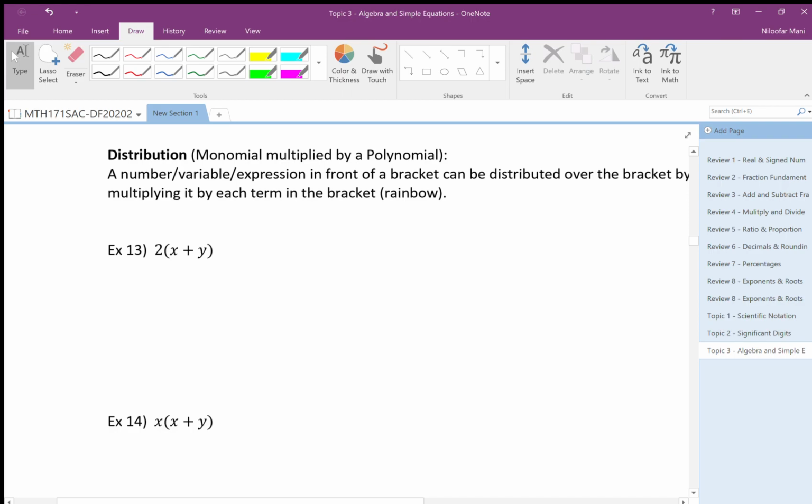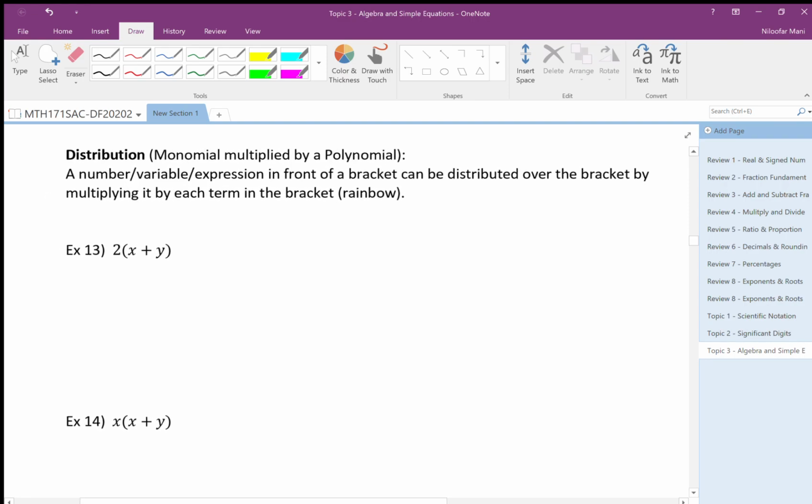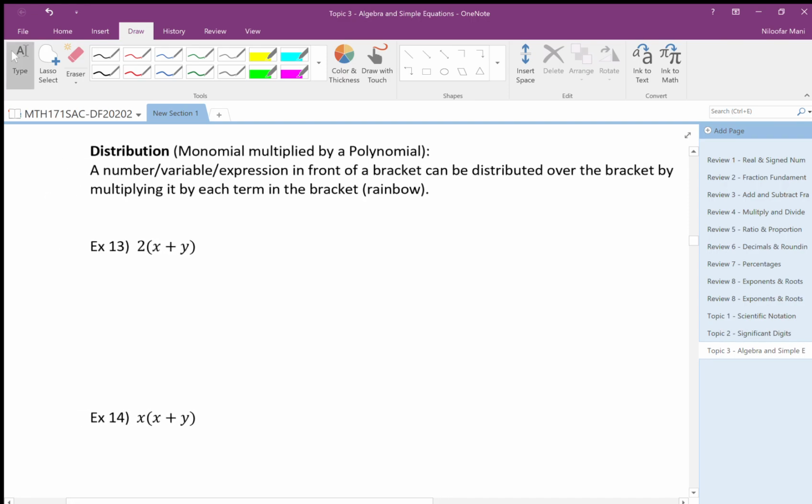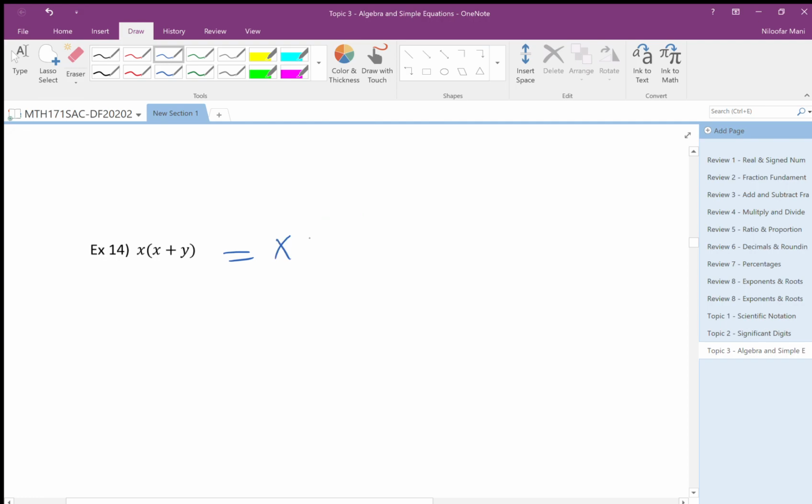So what should we do? You multiply one by one. A number, variable, or expression in front of a bracket can be distributed over the bracket by multiplying each term. So you have to multiply by each term, like a rainbow. You multiply with this and with this, so it is 2x plus 2y. Done. How about this one? It is x times x plus x times y, which is x squared plus xy.